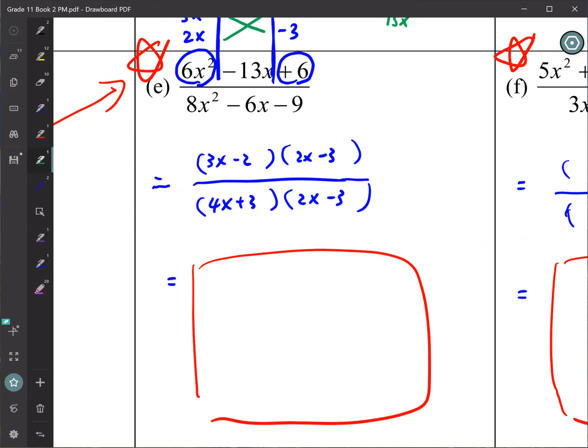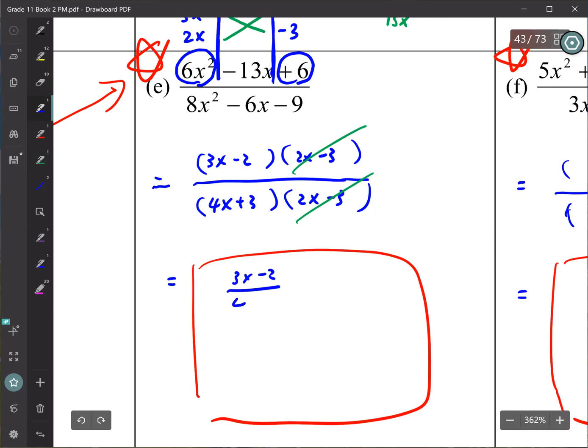2x minus 3. So what do we do? Cross it out. Yeah, cross them out, okay? So what's the answer? 3x minus 2 over 4x plus 3. Yeah, so that's all. Okay, so that's your answer. Now we need to get restrictions. All right, so Evan, what's the restriction for this?